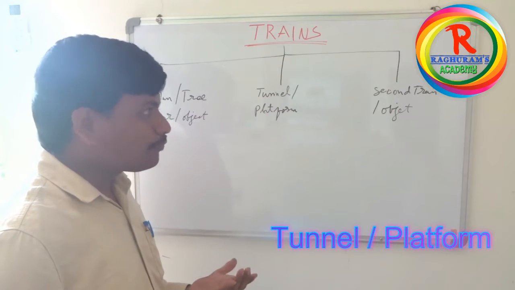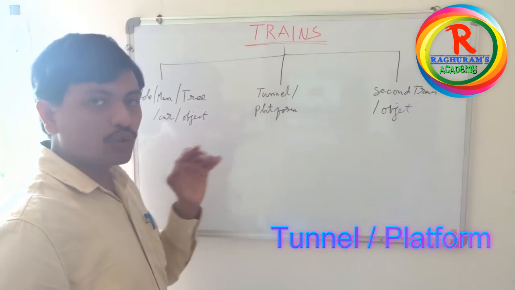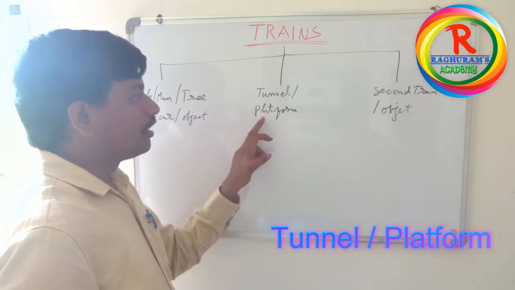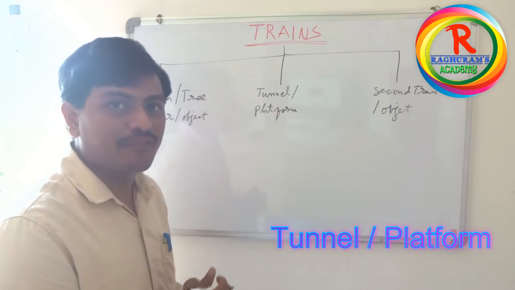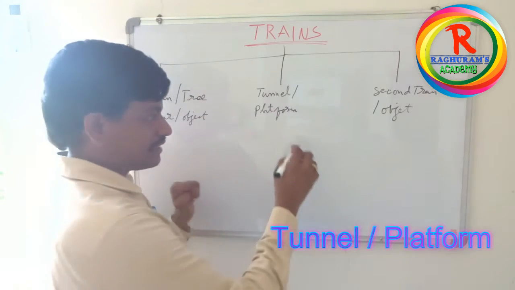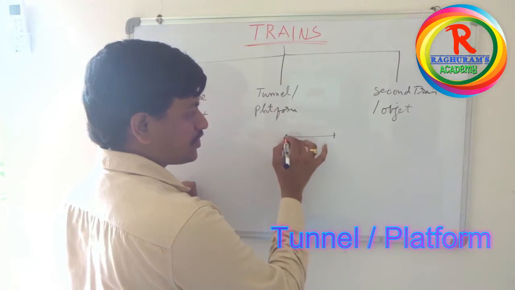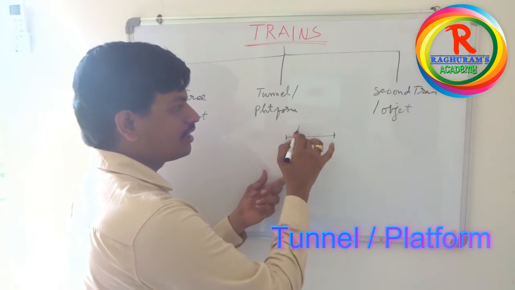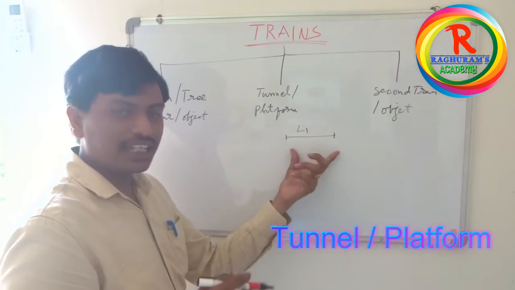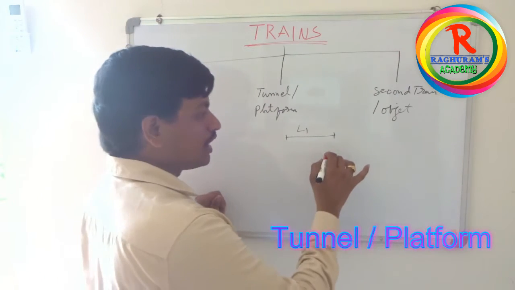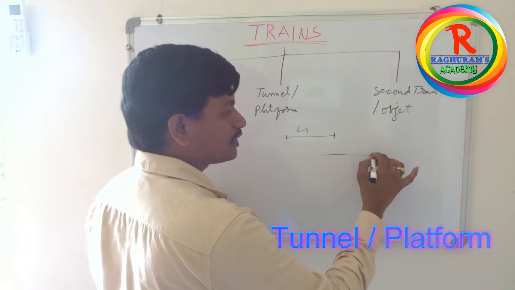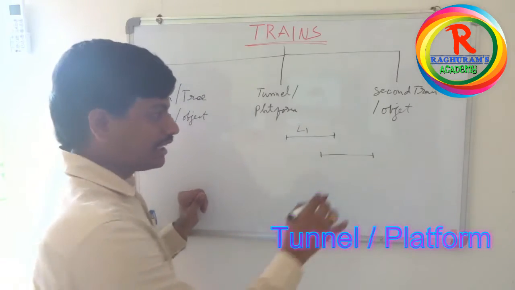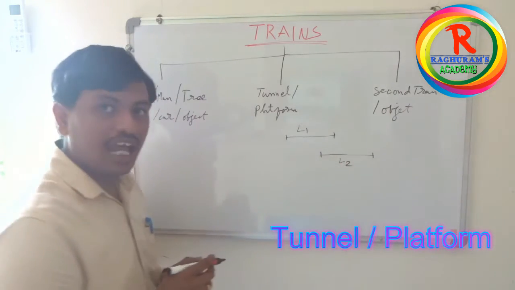In the second type of problems, a train goes into a tunnel or crosses a platform. Here the train is like this. This is the length of the train, which I'll take as L1 for now. And there is a platform, something like this, and the length of the platform we take as L2.